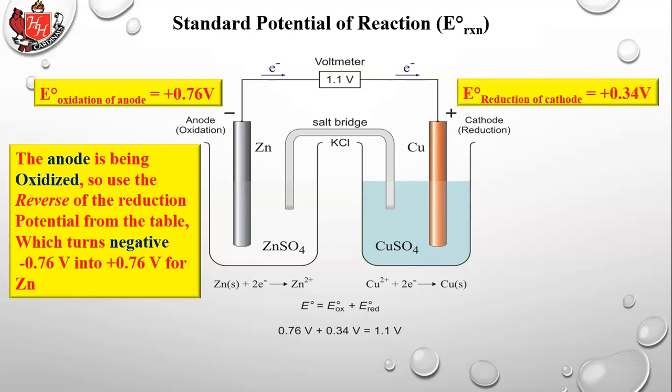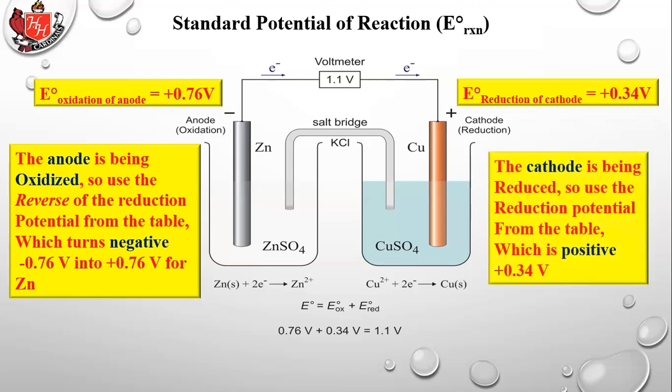Now the reduction of the cathode, that's the copper, is plus 0.34. Since this is a reduction, it's listed on the reduction table as a positive number. That's just for copper. Look on the table again, it's 0.34 volts. So the cathode is being reduced, so use the reduction potential from the table, which is positive 0.34.